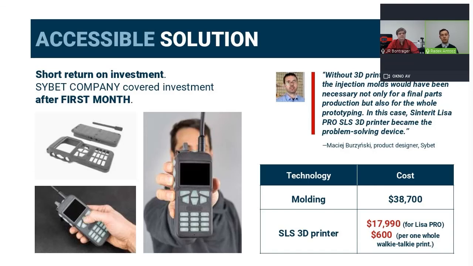And only with their Sinterit system, they were able to do it over 1 week with all the parts from different materials. So not only PA12 they used, but also flexible materials for other parts, and also they made their own mold to make some custom-made keys for this device. So only after one project they saved so much money that they decided to go forward with expansion of their system.